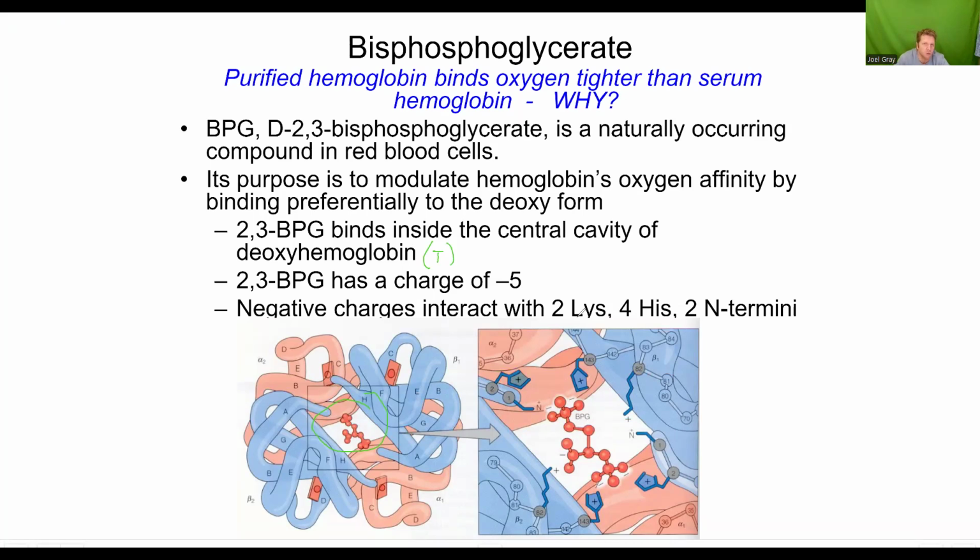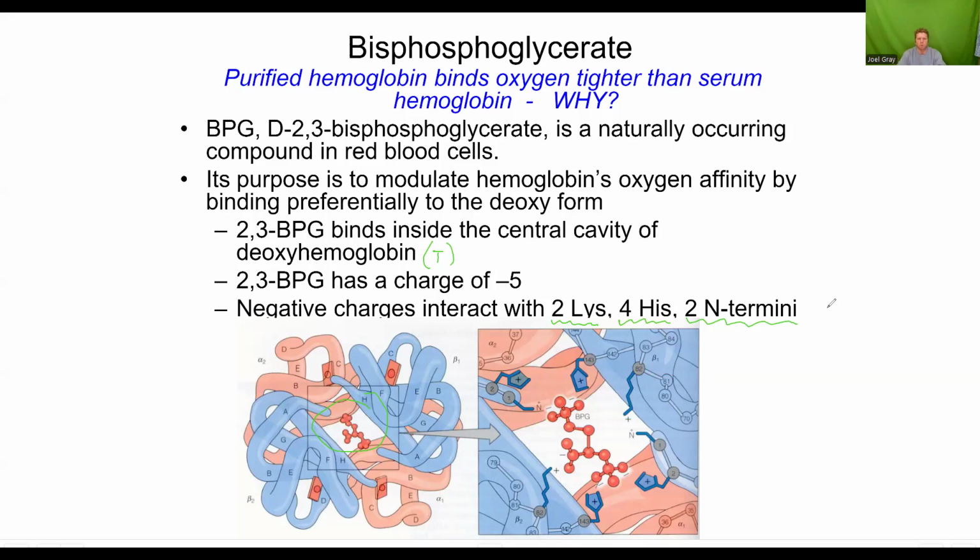Now, those negative charges on our 2,3-bisphosphoglycerate interact with a pair of lysines, 4 histidines, and 2 N-termini. And you might be looking at that and thinking, okay, 2 lysines, 2 positive charges. 4 histidines, roughly 4 positive charges. 2 N-termini, 2 positive charges. That would round up to approximately 8 positive charges. So how do 5 negatives coordinate with 8 positives?